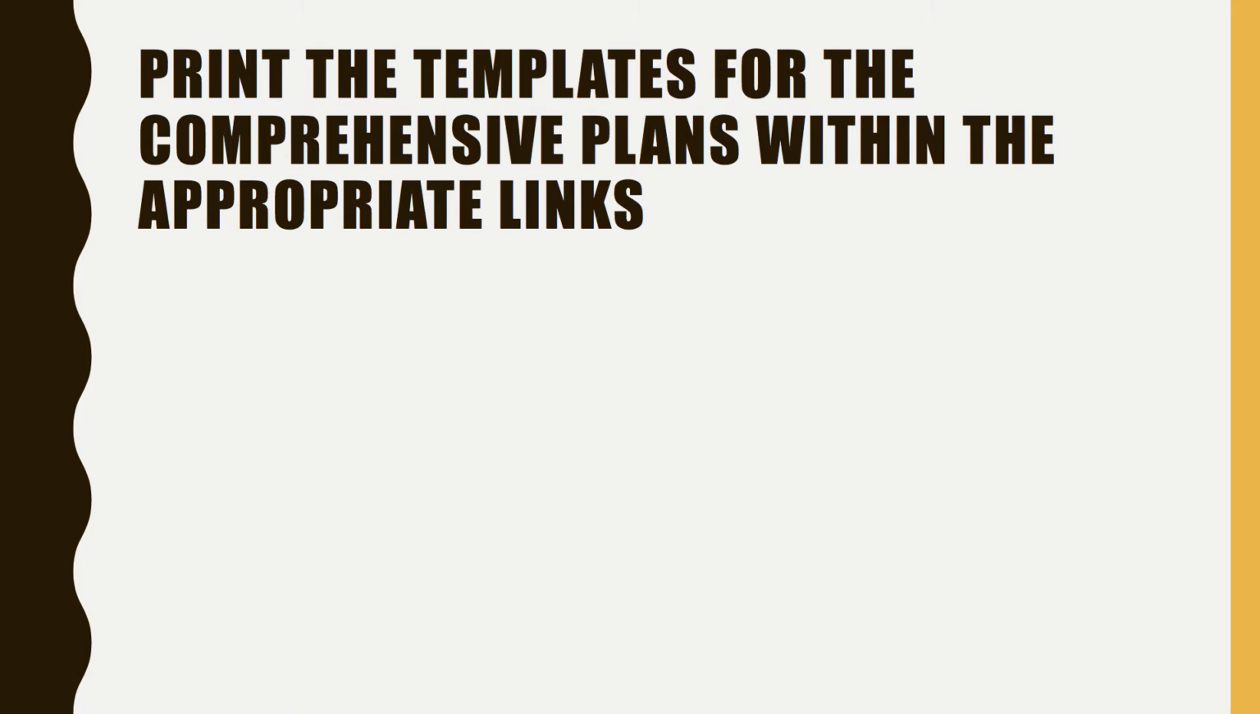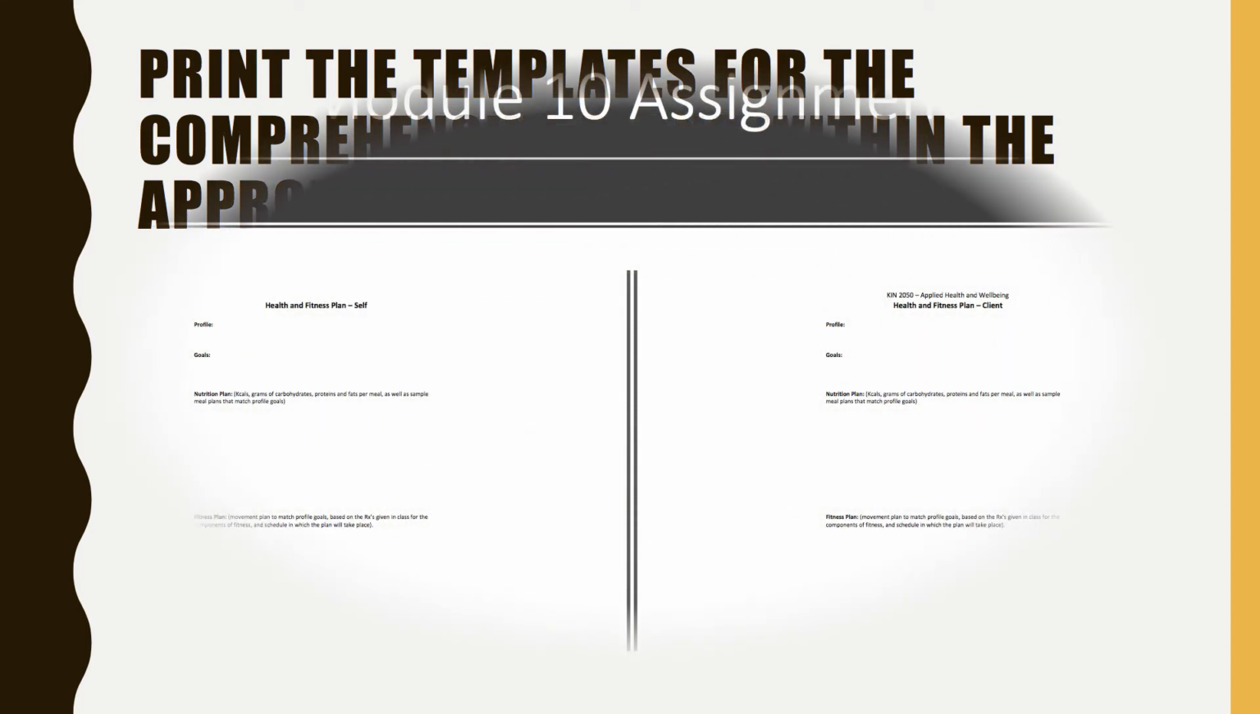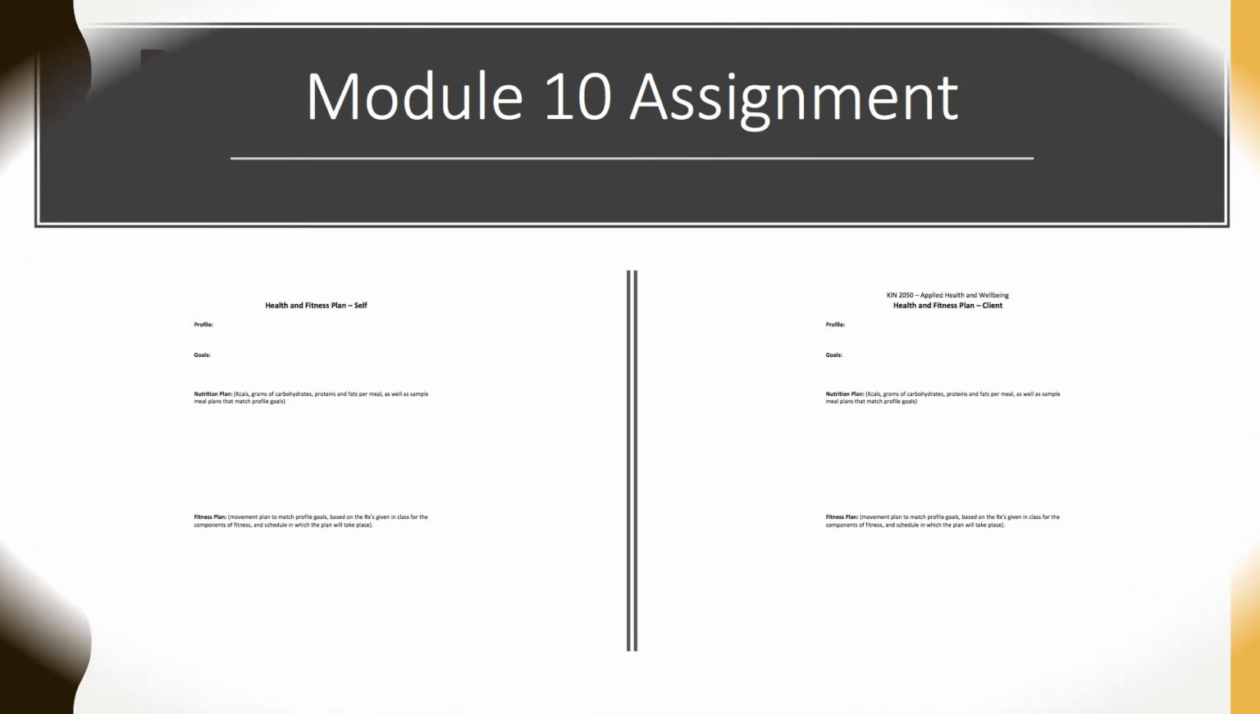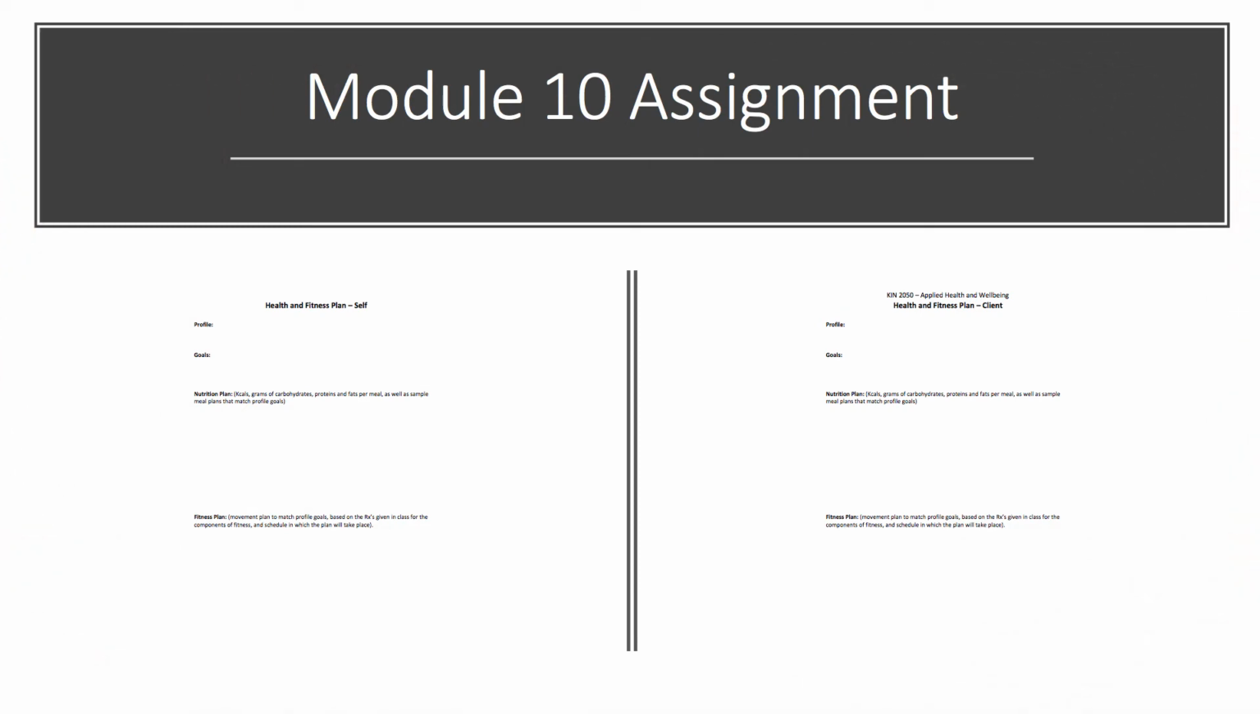But you can use the template and then just add in more space, or you can just retype what that template says in your own document. But on Blackboard, you're going to print off the template for the comprehensive health plan for yourself, and then you're also going to print out the template for the comprehensive health plan for your client. They're both under different links, and again, just print those out and have those available.